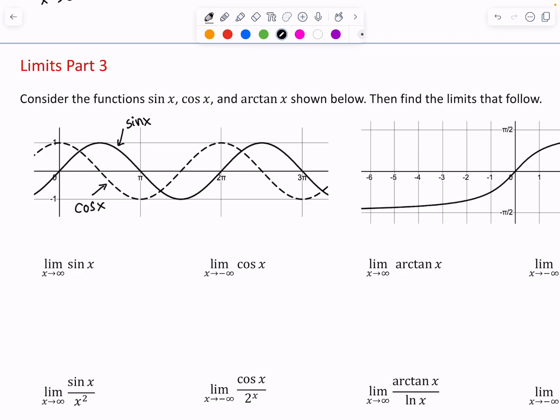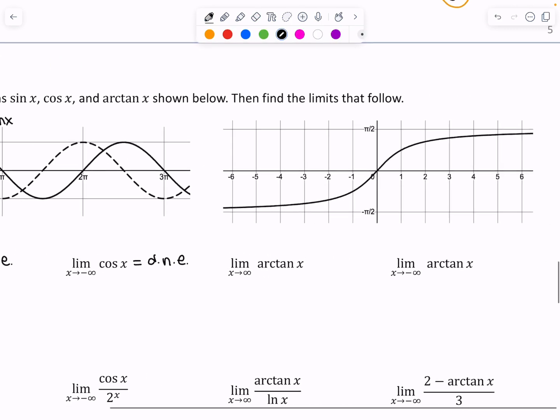As x approaches infinity, the sine of x just continues to oscillate between -1 and 1 in a periodic way. There is no horizontal asymptote, or there is no single y-coordinate that the graph of sine of x gets closer to. So this limit, as x goes to infinity of sine of x, does not exist. Now as x goes to negative infinity of cosine of x, it's a similar issue. If we go left forever with the cosine graph, it also continues to oscillate between -1 and 1 in a periodic way, and this limit also does not exist.